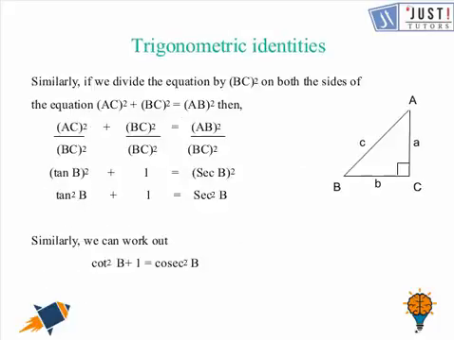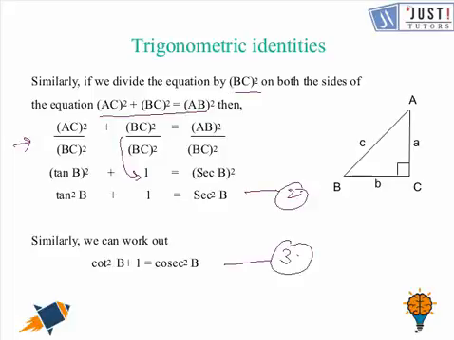Likewise, we can prove the next one. So let's say we have this equation again after applying the Pythagoras theorem, but this time we're going to divide it by BC whole square. So this would look like this, and now if you notice, this term will become 1, and hence it becomes tan b whole square plus 1 is equal to sec b whole square, which can be rewritten as tan square b plus 1 is equal to sec square b. This was the second identity that we have proved, and similarly we can prove the third one, which is cot square b plus 1 is equal to cosec square b.